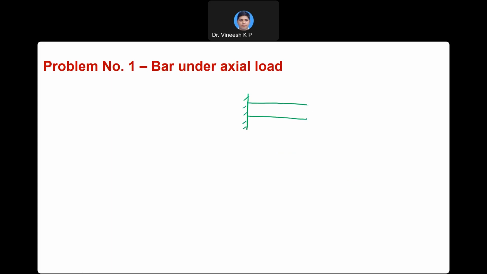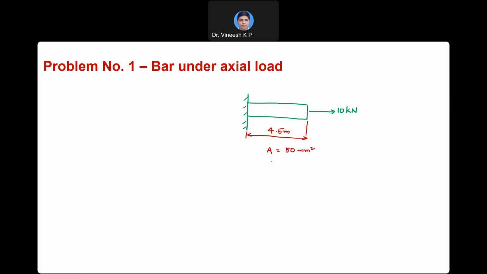So the bar is made of steel and you are going to apply a load of 10 kilonewton. The length of the bar, let's say we are going to take it as 4.5 meter. Length of the bar is 4.5 meter. And the area of cross section, we can assume, let's say 50 millimeter square.